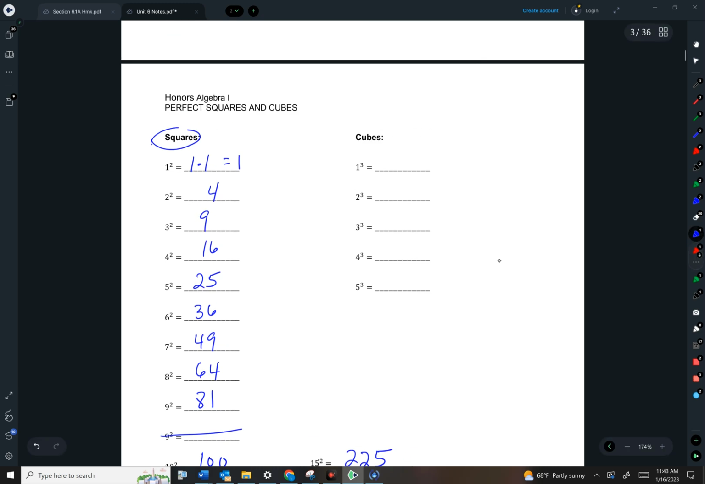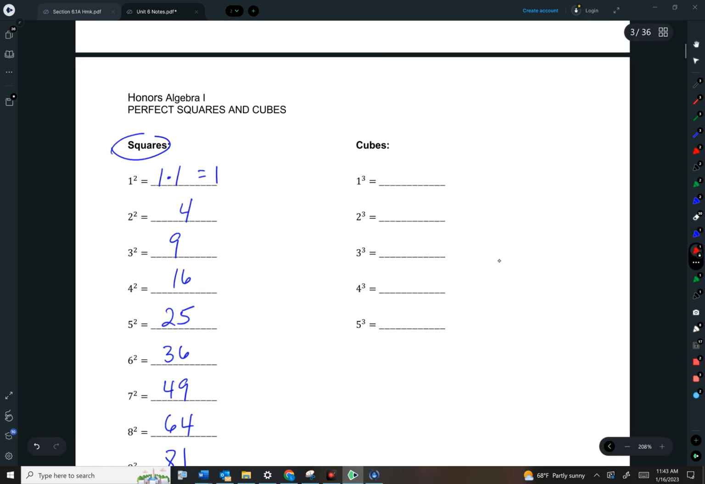Okay, so let's talk about the cubes. Now, this is one that maybe you're not as familiar with, but I would expect you to know the cubes from 1 through 5. And a cube means you have an exponent of 3. And so if you think about what exponents mean, that means 1 times 1 times 1. Well, it doesn't matter how many times you multiply 1, isn't it just going to equal 1? Or for 2 cubed, if you have 2 times 2 times 2, 2 times 2 is 4, times 2 is 8.